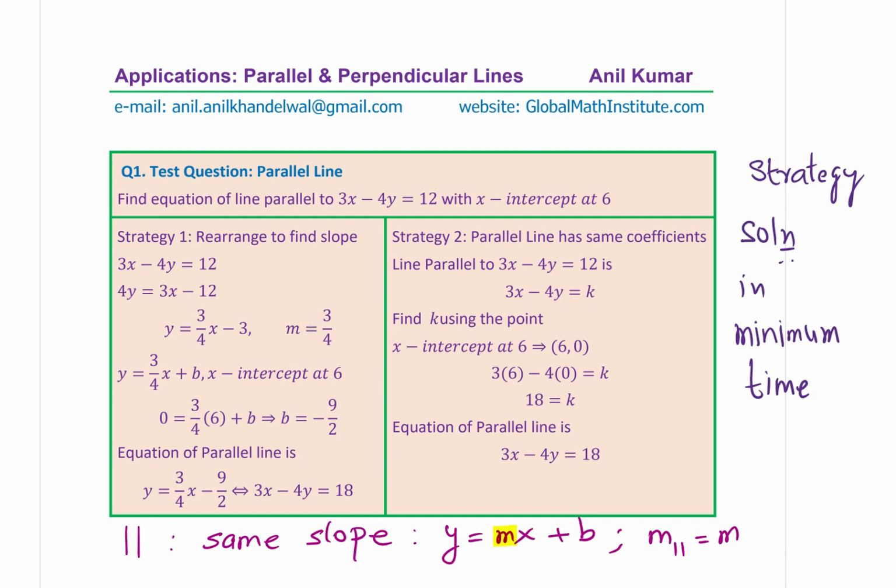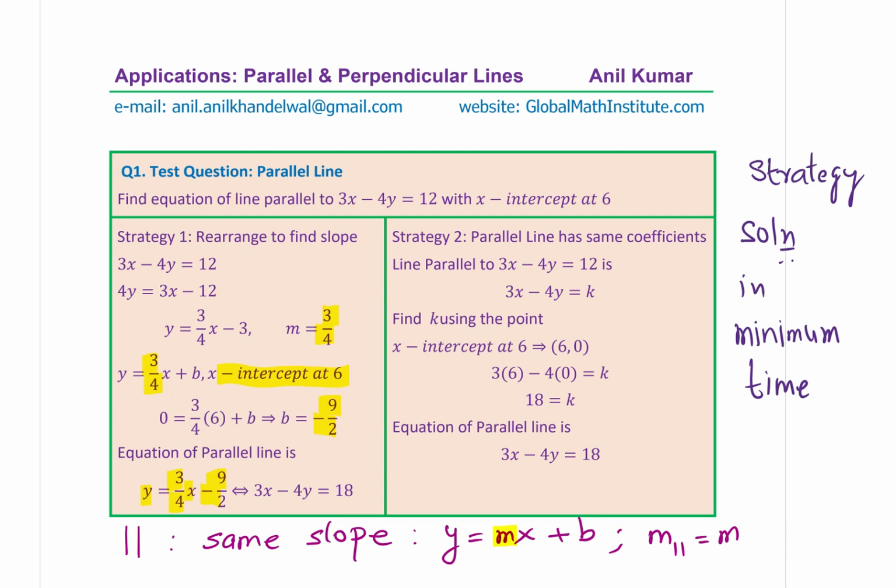Any line which is parallel to this will also have the slope of 3 over 4. So now the parallel line will have equation as y equals to 3 over 4x plus b. To find the value of b, we'll look into the x-intercept which is given to us at 6. X-intercept at 6 means x value is 6, y value is 0. Substituting 0 for y and 6 for x, we can solve for b. We get the value of b as minus 9 over 2. Substituting minus 9 over 2, we get our equation, which is y equals to 3 by 4x minus 9 over 2.